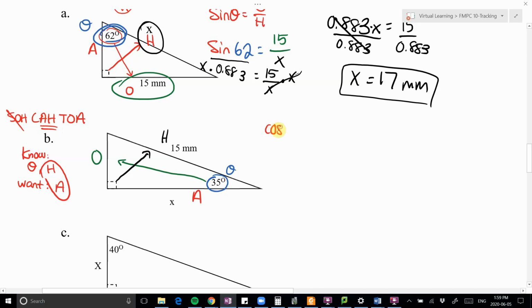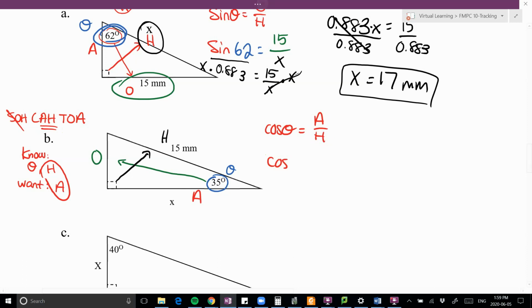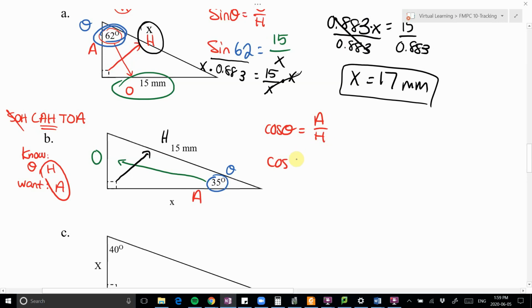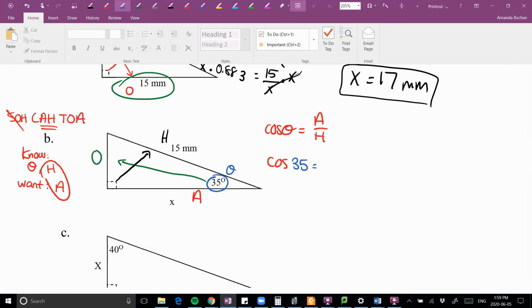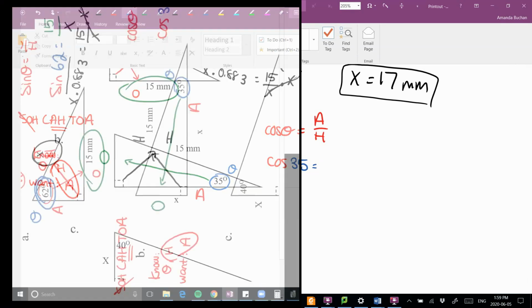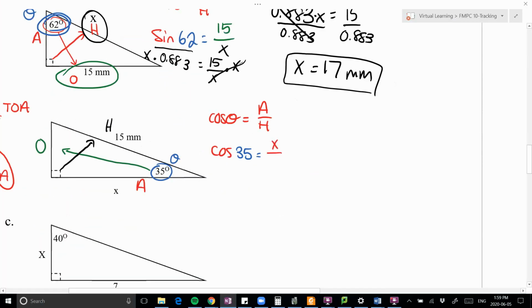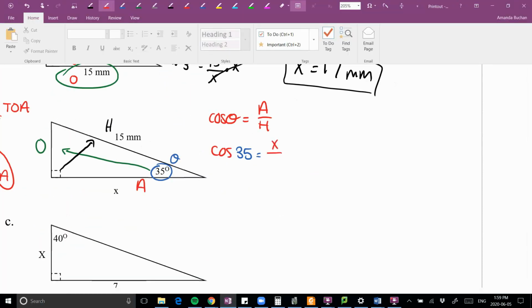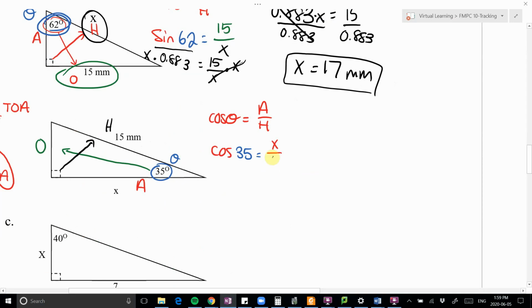So cos theta is adjacent over hypotenuse. And then we're going to fill in those numbers. So cos, which is the one I'm using, my theta here is 35 degrees. My adjacent is x and my hypotenuse is 15.